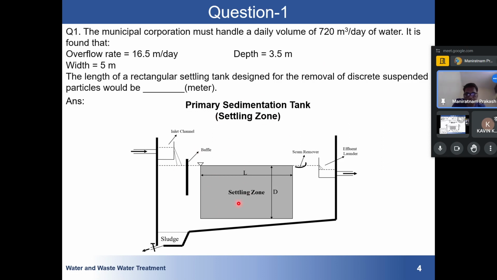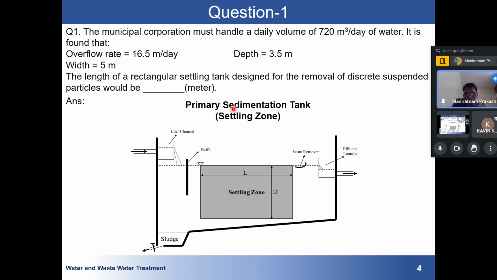This consists of a settling zone. Here you can see this is the inlet channel. Water, after passing through the screen chamber and grit chamber if you are treating wastewater, or if you are treating groundwater, just from the screening chamber, will go to this primary sedimentation tank, and that water will contain some suspended solids.